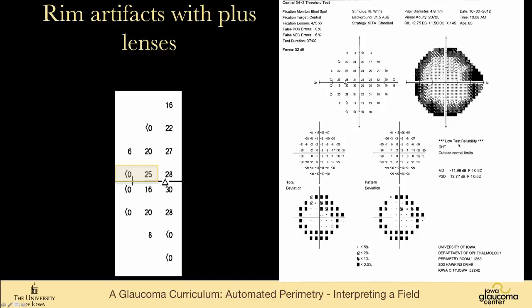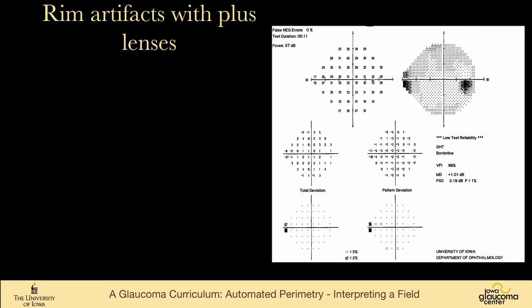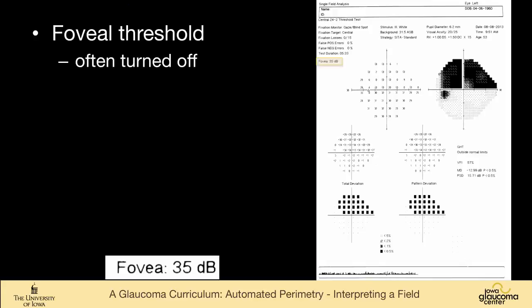Usually with plus lenses, it can also be in a patient who's drifting back from the headrest and the perimeter, and so they're farther away than they should be. Here's a more subtle example. You can see loss above and below doesn't follow the nerve fiber layer pattern.